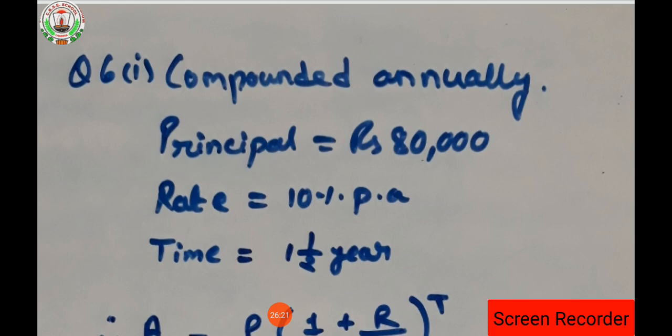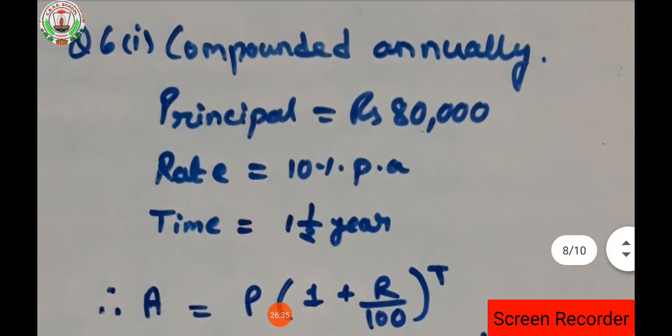First is compounded annually, that means yearly, and second one is compounded half yearly. So first we are going to see compounded annually. For annually, no need of doing anything. Directly we can put all the values in the amount formula, isn't it?